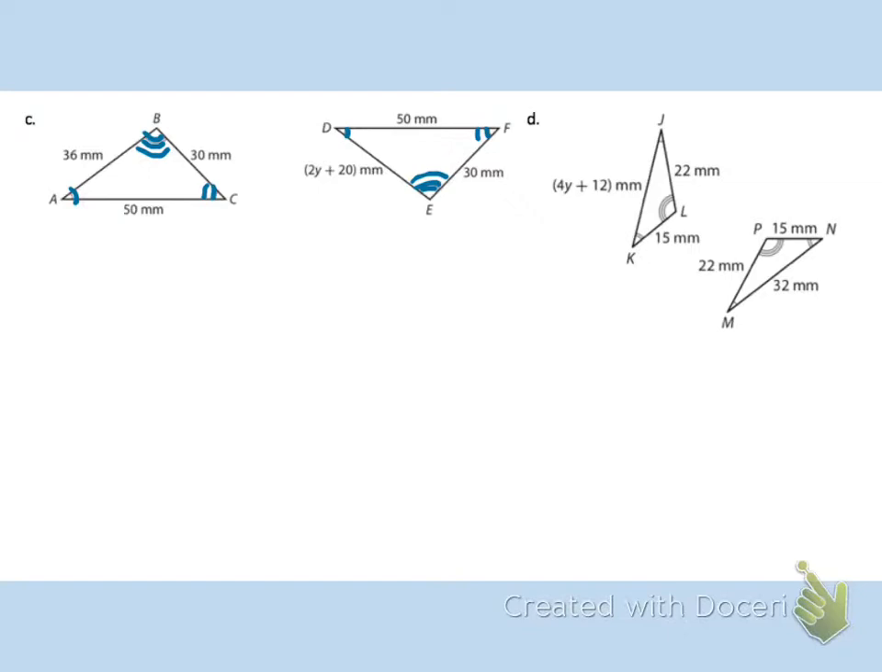So now let's look at the sides. So we've got one side here that's 50 and one side here that's 50. We have one side over here that's 30, and then one over here that's 30. So we've got 5 pair of parts congruent. So we just need to show that that third pair of sides right here, this side and this side, are going to be the same. So we know in order to be the same, 2y plus 20 would have to equal 36.